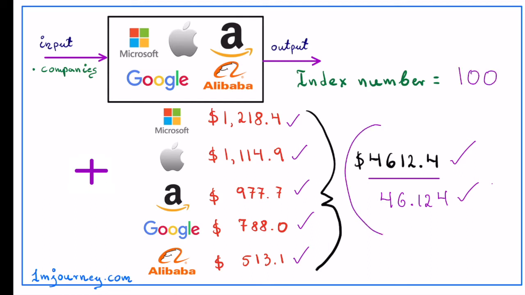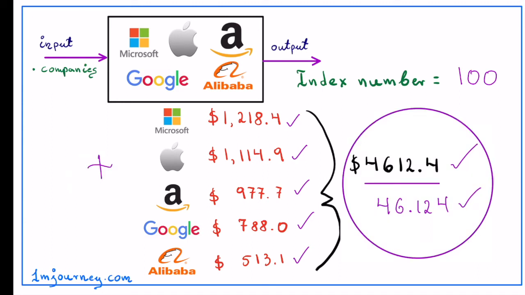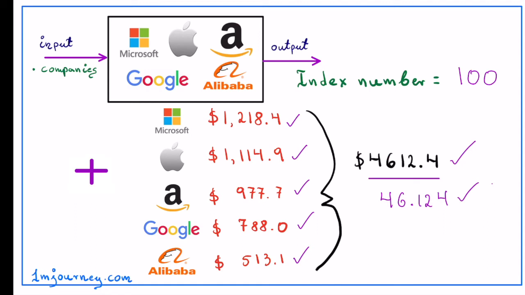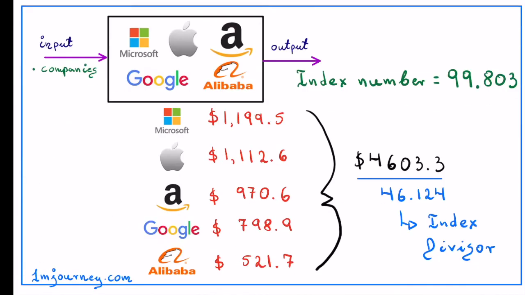Because if we take these and we divide them, then what we will get is an index number of 100. And that is my starting point on a particular day in time. Now, the next day, if I would do the same, notice that the valuations of the companies change because the market values them differently. And now all of a sudden notice that it dipped a little bit in terms of the overall valuation.